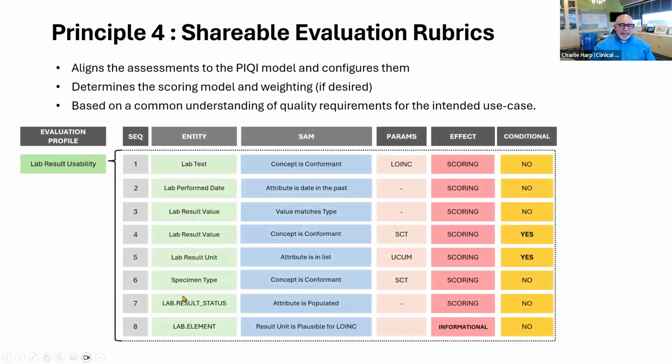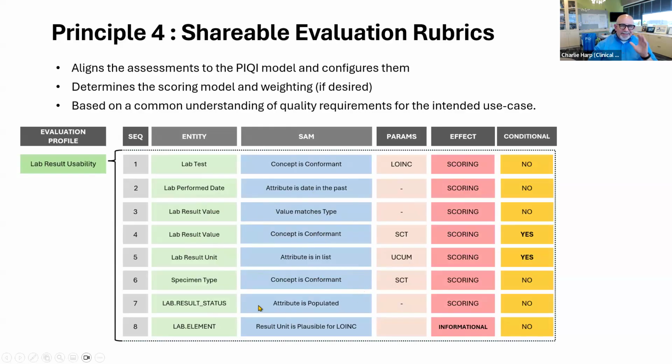It takes in the entities in the lab test, and it says for a lab test itself, it's got to be conformant with LOINC, and I'm scoring that. The perform date is a date in the past, and I'm scoring that. The result value should match the type if it has a type association. And the result value, if it's qualitative, should be a SNOMED code. The result unit should be in the UCUM nomenclature. The specimen type should be a SNOMED concept.